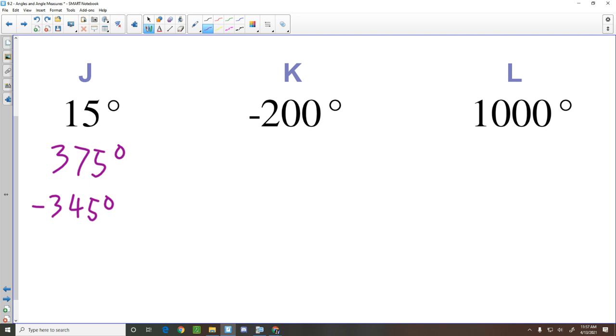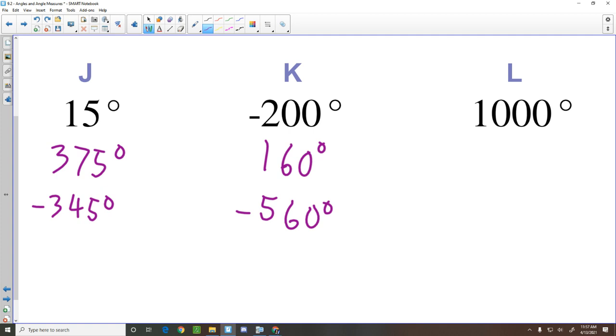Did any of you have those exact two values? Awesome. Are these the only possible coterminal angles, though? No, there's an infinite number of them, right? I could keep on adding 360 over and over, or I could keep on subtracting 360 over and over again. All right, angle K. If I added 360 to a negative 200, we'd get 160 degrees, a positive 160. Whereas if I took that negative 200 and I subtracted 360 degrees, we'd get a coterminal angle of negative 560 degrees. Did anybody else have those exact two values?